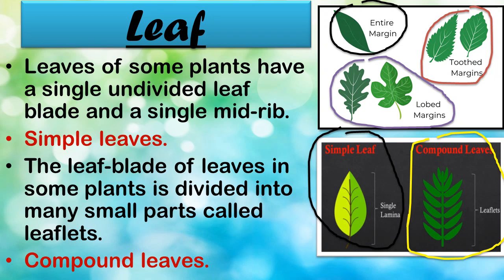So what is a simple leaf? In which the plants have a single undivided leaf blade and a single midrib is present. This is called a simple leaf. Whereas in a compound leaf, the leaves in some plants are divided into many small parts or little leaflets. These are called a compound leaf. So these are the two basic types of leaf, that is simple leaf and compound leaf.